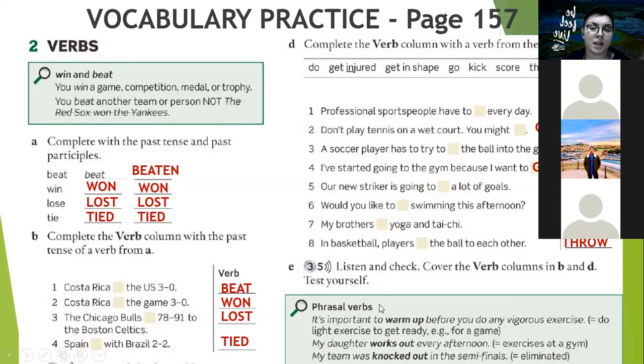Now, before we finish on this vocabulary section, let's take a look at the phrasal verbs that we have here. Remember, phrasal verbs are two words that when they are together, they have a different meaning than they would have if they were separated. For example, the first one that we have here is to warm up.